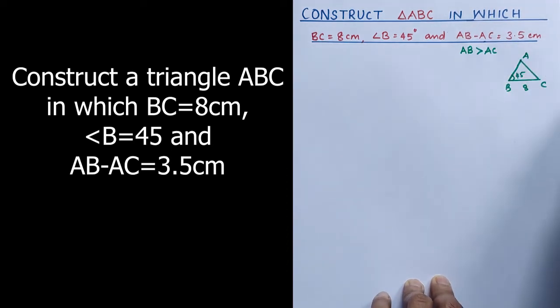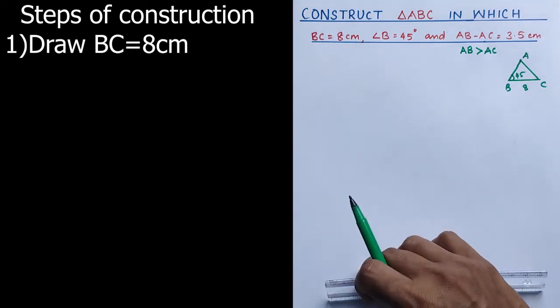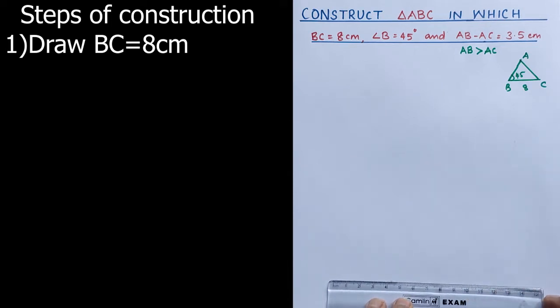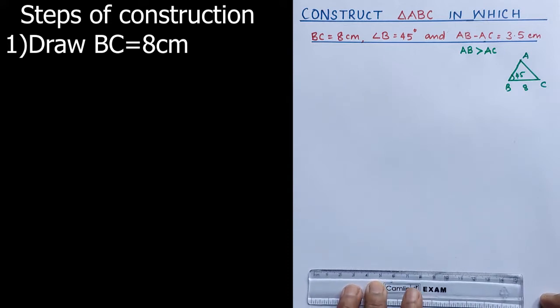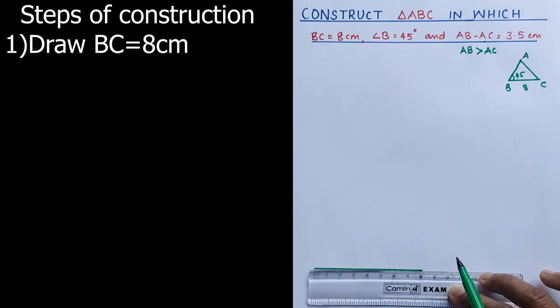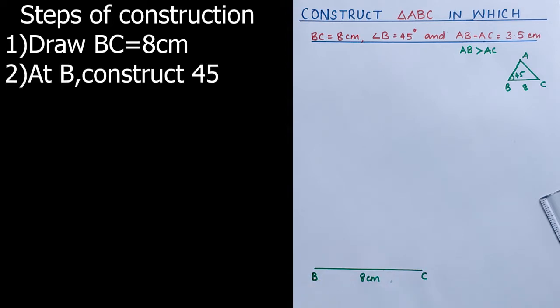So for constructing we have to draw a straight line of length 8 centimeter. We can name it as BC and the length is 8 centimeter. Now at B we have to construct 45 degree. For that first we have to construct 90. After constructing 90 we have to bisect, then we will get 45 degree.